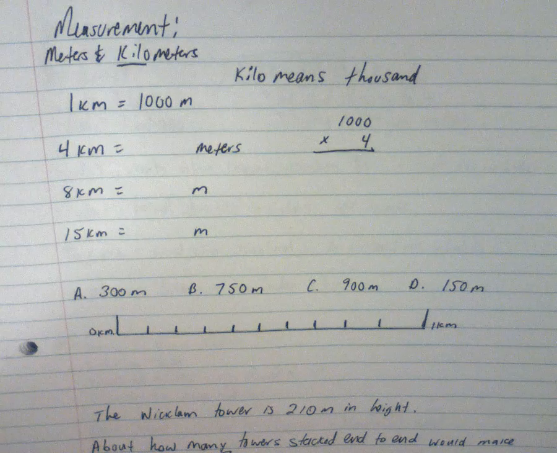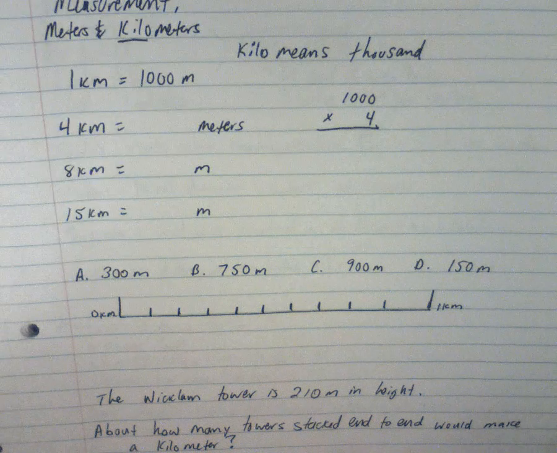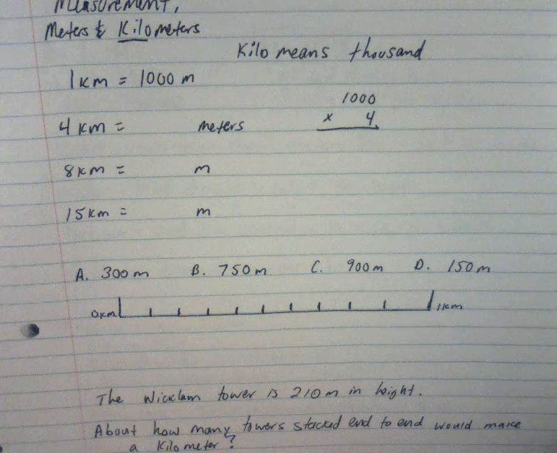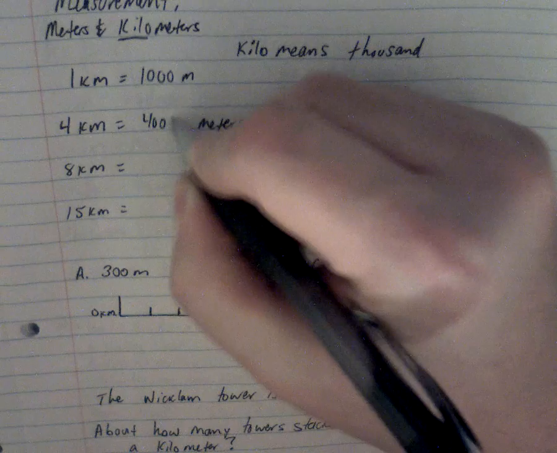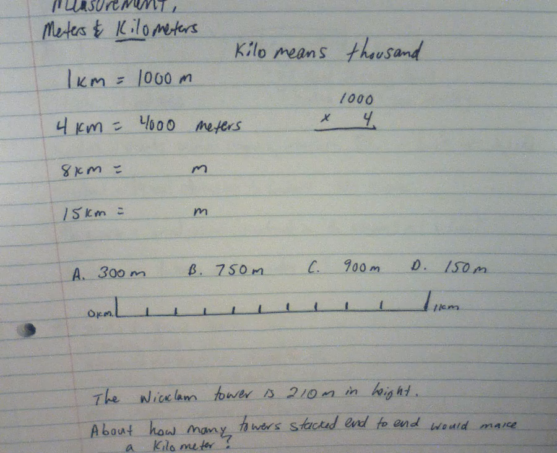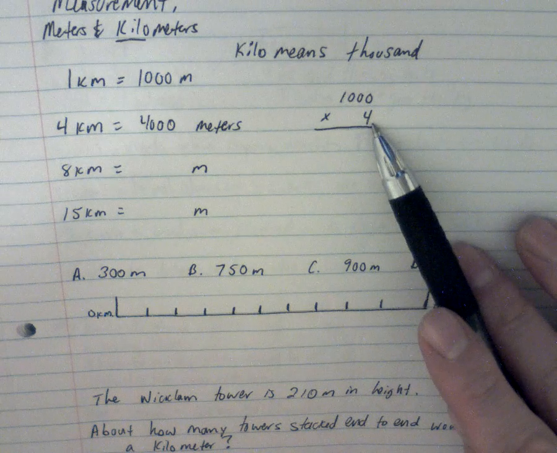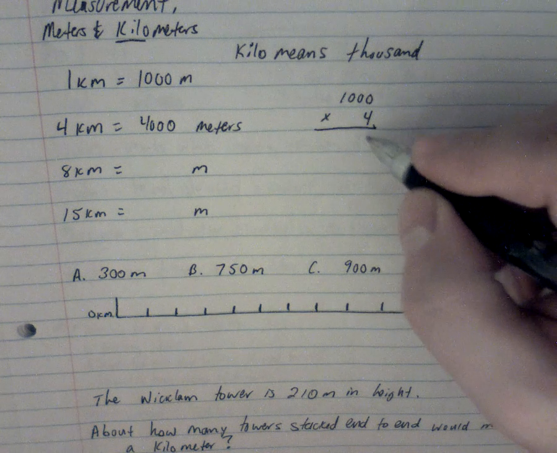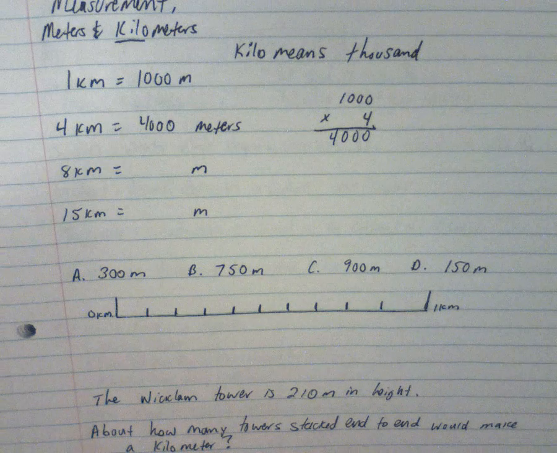So we're going to do some simple conversions. We want to change kilometers to meters. If one kilometer equals 1,000 meters, what would 4 kilometers be? Well, 4 kilometers would be 4,000 meters. You're probably thinking, Mr. Wicklam, what's the math behind that? How do I get that? Well, we know that 1 kilometer equals 1,000, and we multiply it by 4 because we want 4 kilometers. Anything times 0 is 0, and 4 times 1 is 4. There's the math: 4,000 meters.